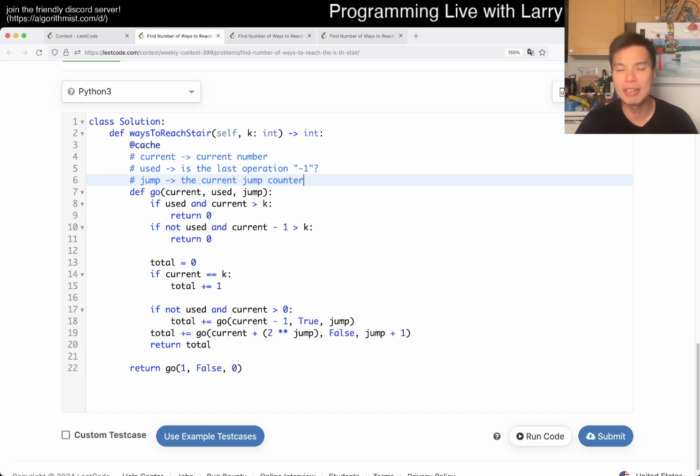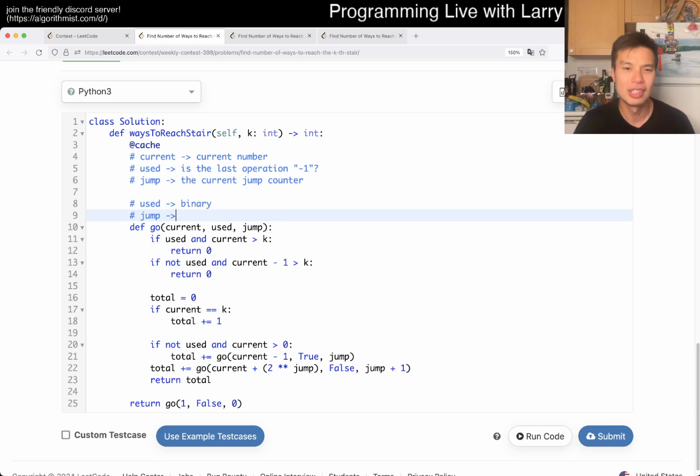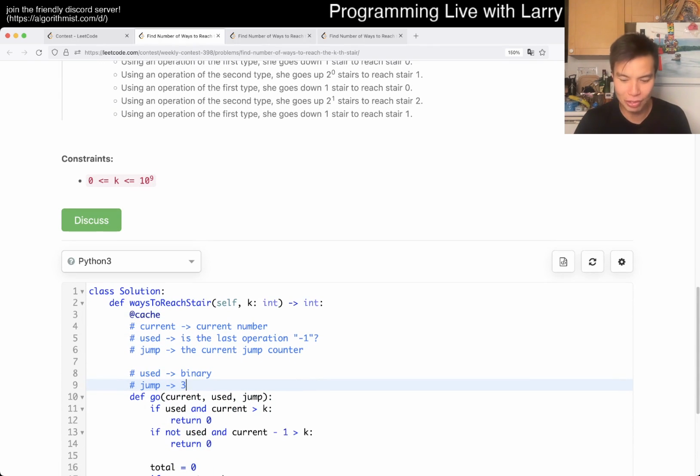The hard part about this one, I got this relatively quickly. I had an intuition or a YOLO, if you will, honestly, but not sure, right? So used is going to be binary, obviously. Jump is going to be up to, with this constraint, because of jump, we can only go up to 10 to the 9, which is, say, 30 times at most.